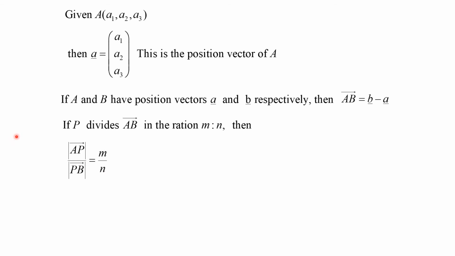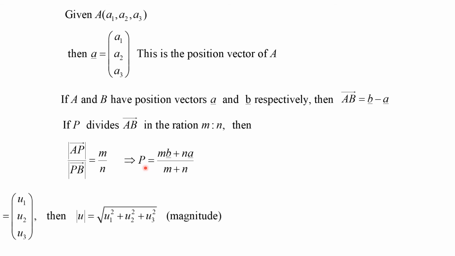And if a point P divides AB in the ratio of M to N, okay, then by definition, this will be defined as modulus of AP over modulus of PB is equal to M over N, right? And how do you identify P? This is the formula to identify P. Bear in mind, B with the underscore is actually a vector, okay? M and N are basically values that define the ratio, how P divides AB.